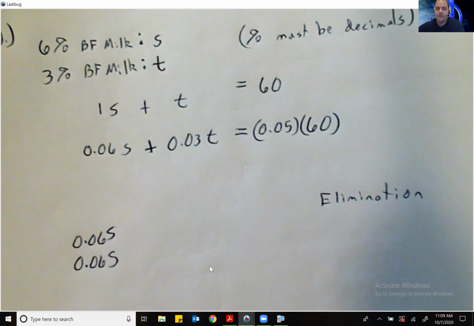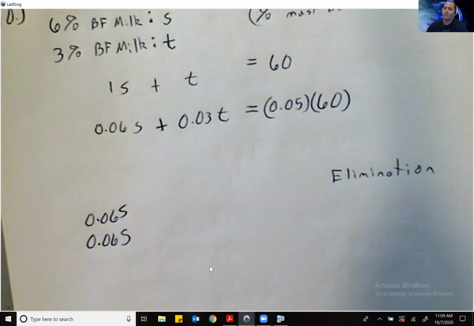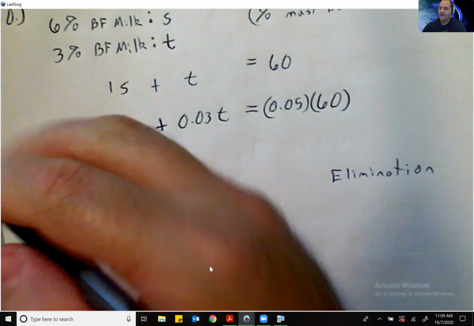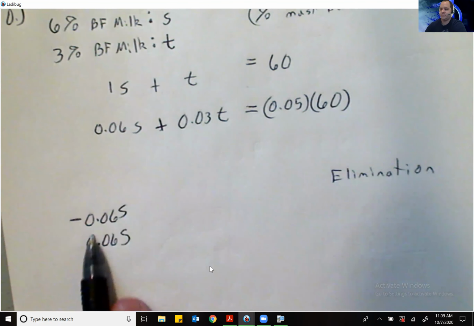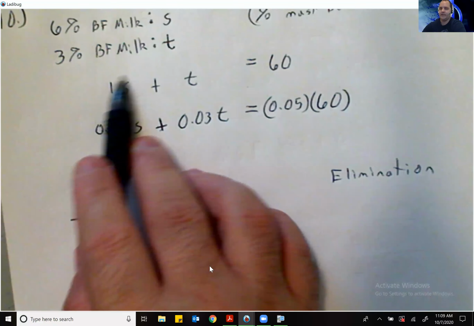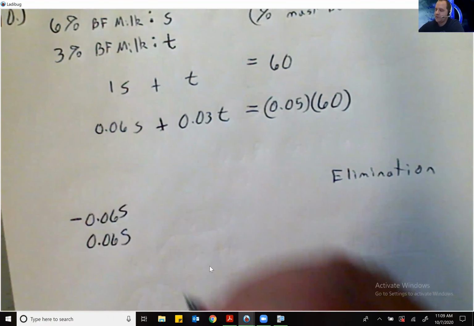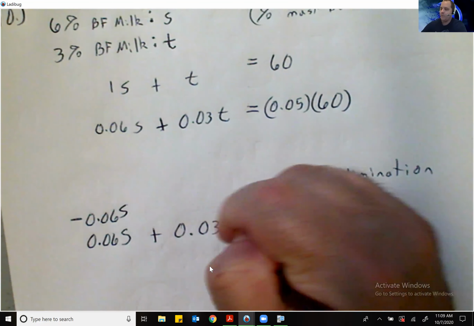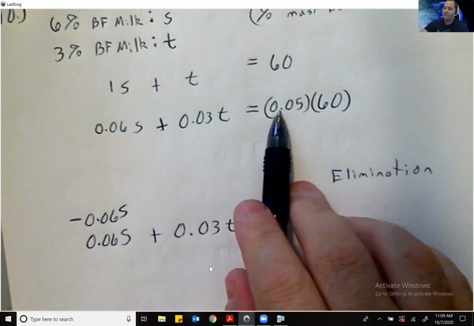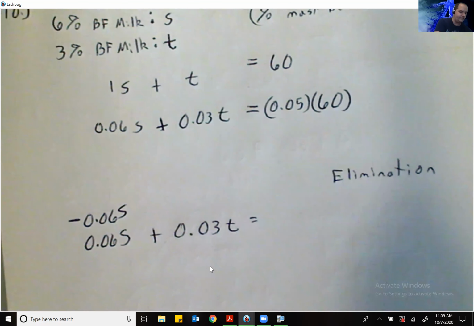So who do you want to be negative, the bottom one or the top one? The top. Very good. Because you already have the bottom one that matches. All we have to do is manipulate the top. So the bottom equation already matches, so I'm going to go ahead and put that in. And let's go ahead and multiply. What is 0.05 times 60? Three. Perfect.